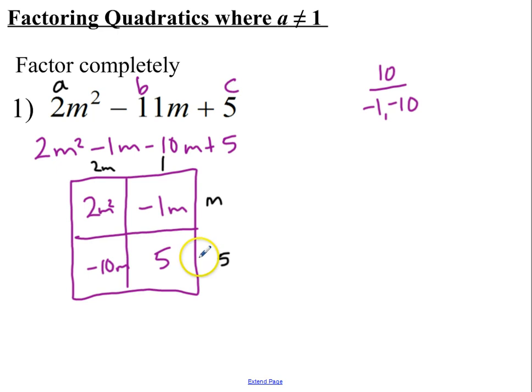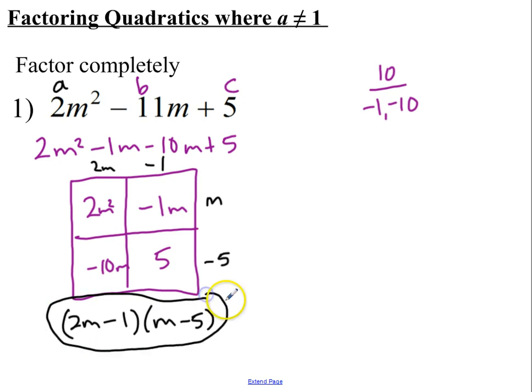Now I just have to think, wait a second. 1 times 5 makes 5, but it won't work out with the negative. There has to be a negative in here somewhere, so it's got to be a negative 5 and a negative 1. Negative 1 times negative 5 still makes 5. Everything works out nicely. Then on the borders, I have my factors. So 2m minus 1 is one factor, and m minus 5 is the other factor. Of course, we can check that by multiplying out, and we should get back to where we started, that original quadratic. Pretty cool.